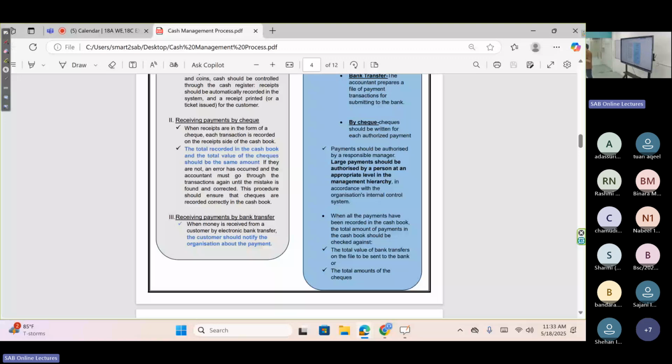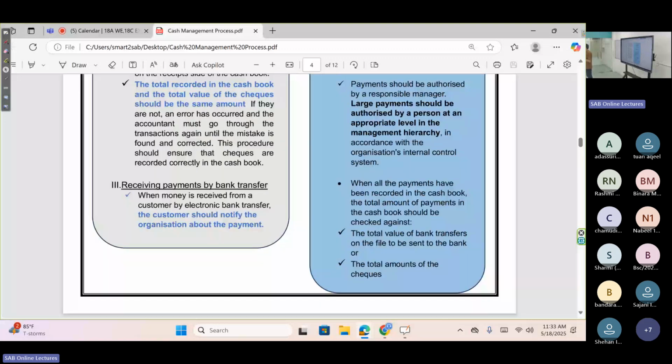When all payments have been recorded in the cash book, the total amount of payments in the cash book should be checked against the total value of bank transfers on the file to be sent to the bank.